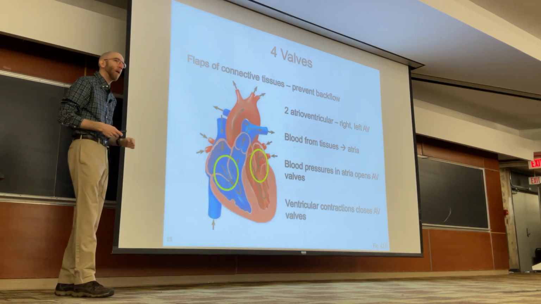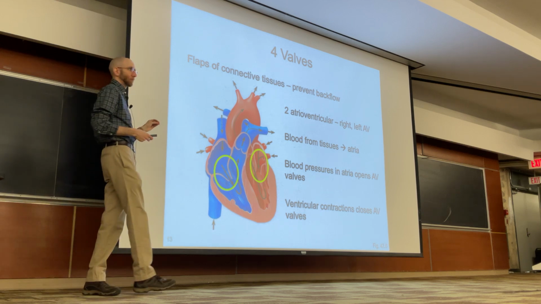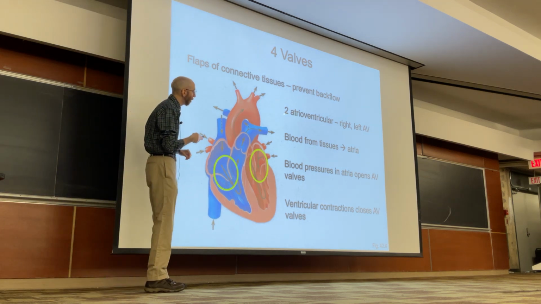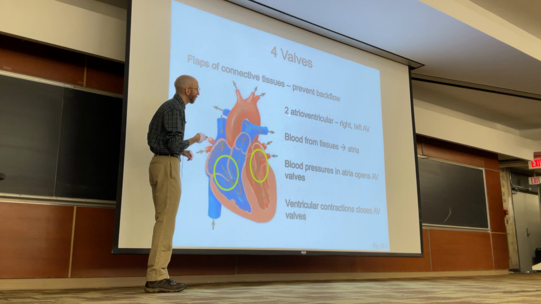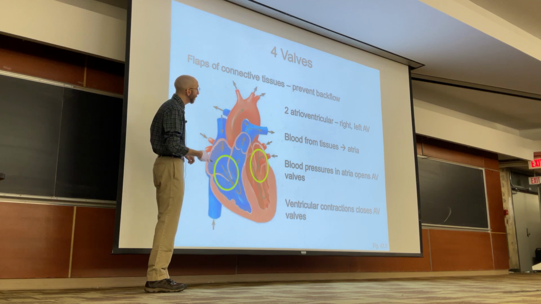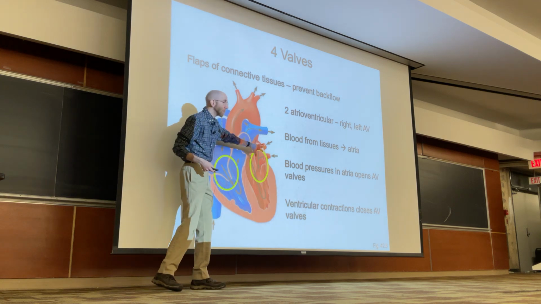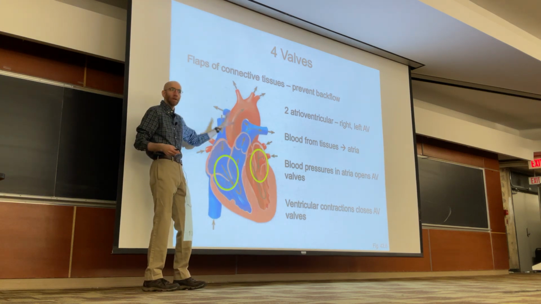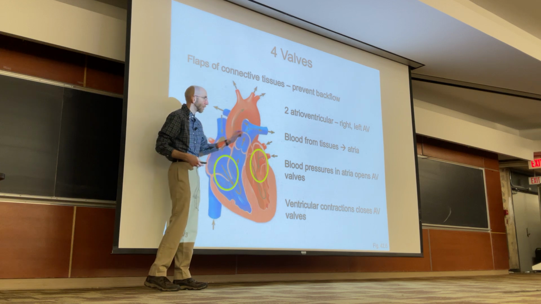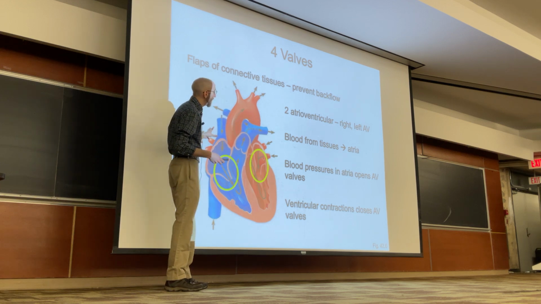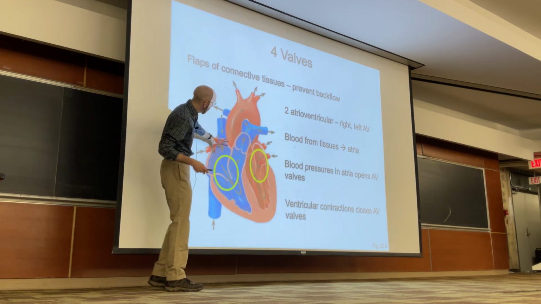So there are 2 valves in the middle of the heart that are called the atrioventricular valves, or the right and left AV valves. As you can guess from the name, they're the valves between the atria and the ventricles. So the blood comes into the atria from either circuit, either the systemic circuit or the pulmonary circuit, gets into the atria. The atria contract.